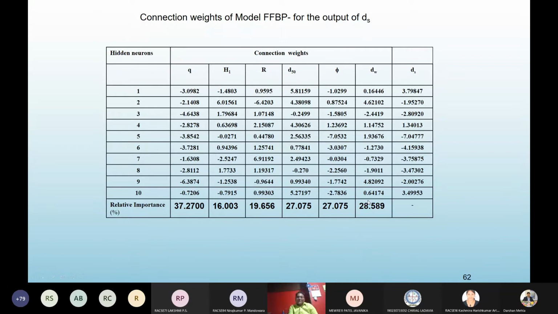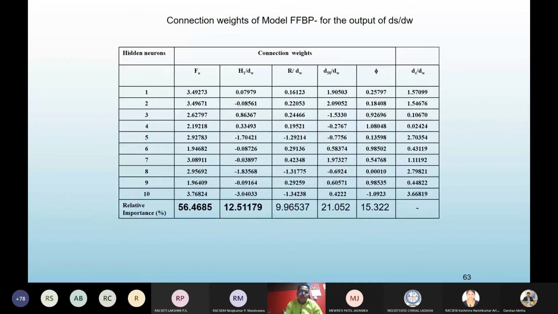Here is the connection of weights. I used some techniques with weights and bias calculations. I captured the weights in MATLAB, then using the weights I computed importance. Please see here the relative importance of Q, H1 meaning head, and bucket radius. This kind of capturing is extracting knowledge from trained models. I will show you now. Another model you can see here, with its relative importance. Any equation you derive from regression, you will also see this.